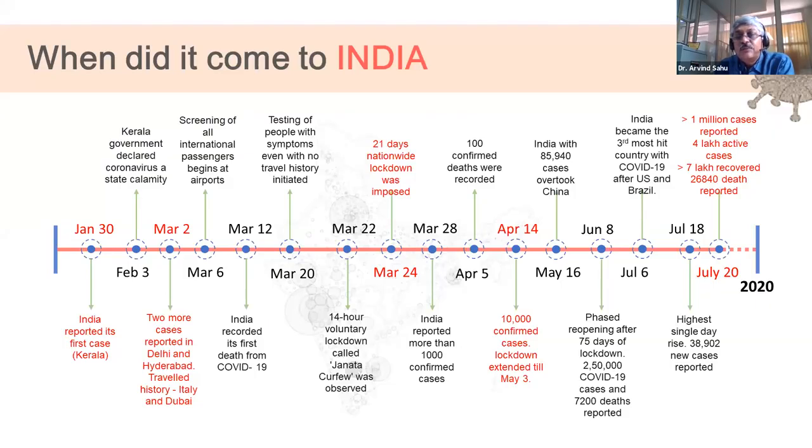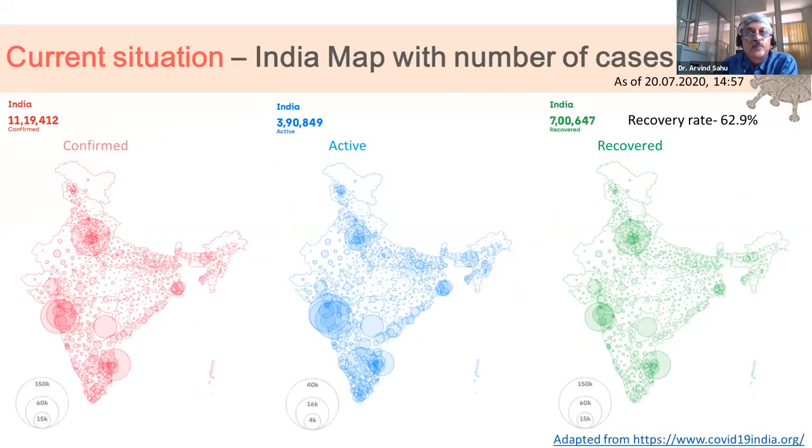Currently we have over 1 million cases, out of which 4 lakhs are still active. We have good recovery, about 7 lakh people recovered, but unfortunately about 27,000 people died during this outbreak. As of 20th, we have many confirmed cases. Maharashtra has become a hub. We have a lot in Maharashtra, also in Delhi and Tamil Nadu, and of course Bangalore and Karnataka are also increasing.